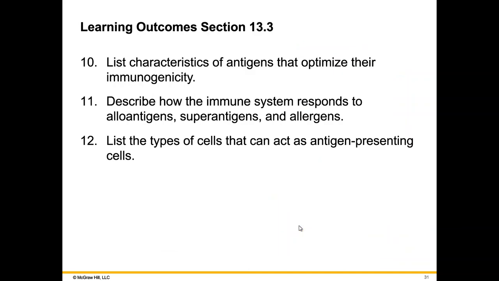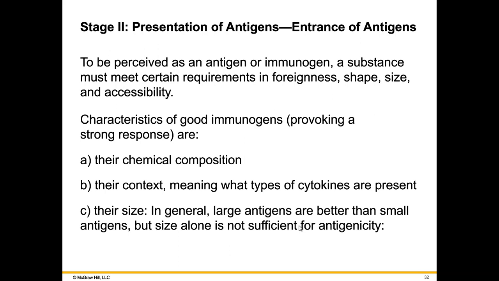Alright, so next, moving into 13.3, we're going to list some characteristics of antigens that optimize how immunogenic they can be. We're going to describe how our immune system responds to allergens, superantigens, and alloantigens, and we'll describe the types of cells that can act as APCs, or antigen-presenting cells. So, in our second stage of the process of responding to antigen, we will see that they are going to be presented by antigen presenting cells.